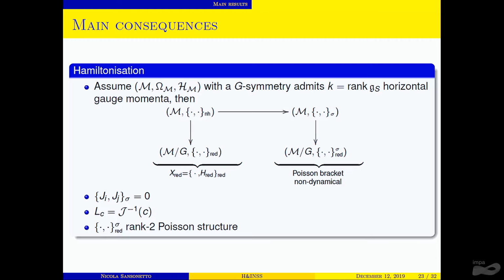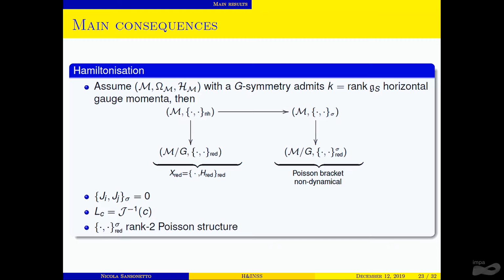This bracket, since sigma is G invariant, descends to the quotient. And so we have another structure here, M, on the reduced space. What it turns out is that under the hypothesis of the theorem, these reduced brackets are indeed Poisson. The leaves are given by the momenta of the chosen basis in general. But the problem with this Poisson bracket is that it's not dynamical. It means that the dynamics is not Hamiltonian with respect to this Poisson bracket.